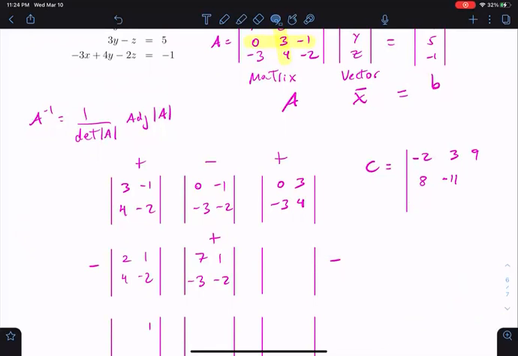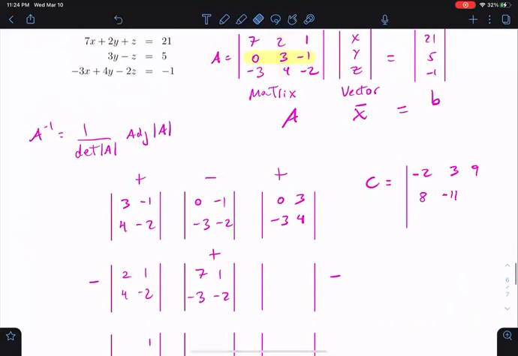We need to do the cofactor of -1. What is the cofactor of -1? Well, we find that cofactor. So it's 28 minus -6. So that's 34, and this is -34 because of the sign.